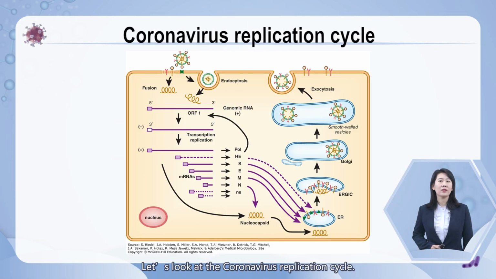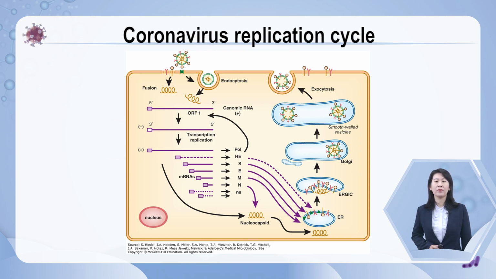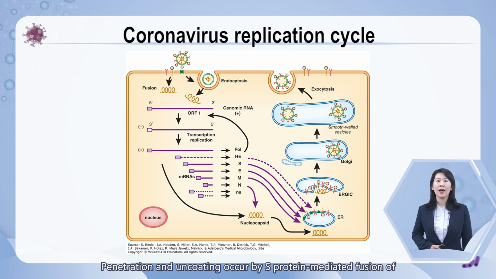Let's look at the coronavirus replication cycle. Virions bind to specific receptor glycoproteins or glycans via the spike protein. Penetration and uncoating occur by S-protein-mediated fusion of the viral envelope with the plasma membrane or endosomal membranes. Gene 1 of viral genomic RNA is translated into polyprotein, which is processed to yield the transcriptase-replicase complex.